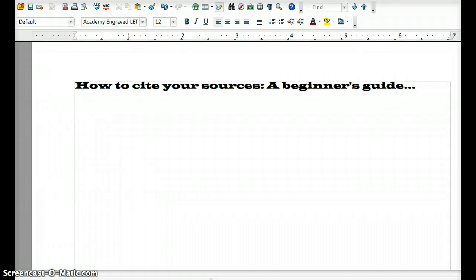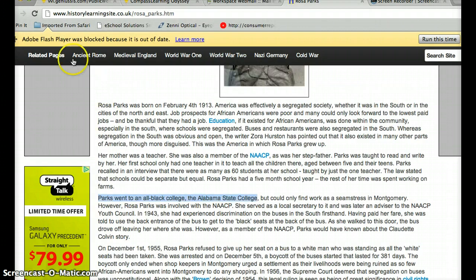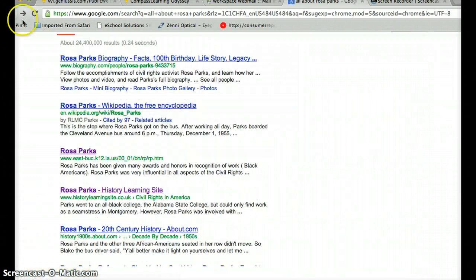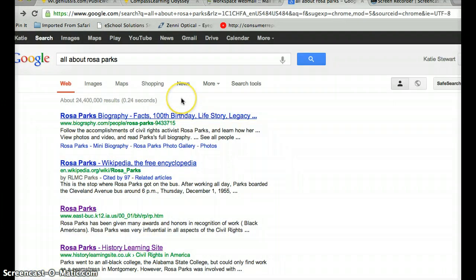So, to begin with, we need an imaginary assignment. Let's imagine that I'm going to write a report about someone important in American history. Well, it's February and that means it's Black History Month, so I'm thinking about someone like Rosa Parks and doing a little bit of research and writing about her. So the first thing that I want to do is go onto the internet and do a little searching. And I've just searched for all about Rosa Parks.